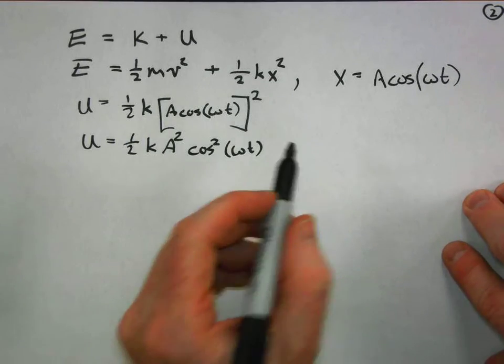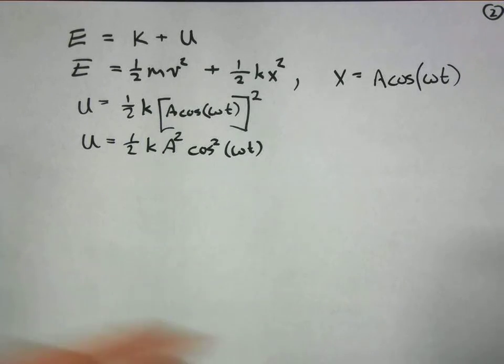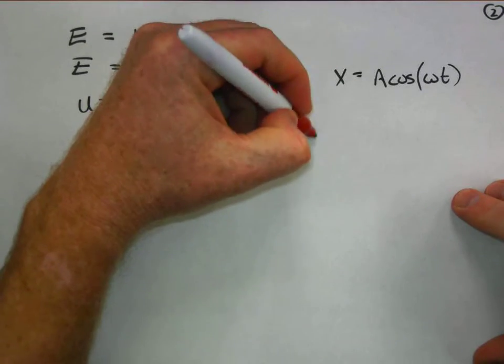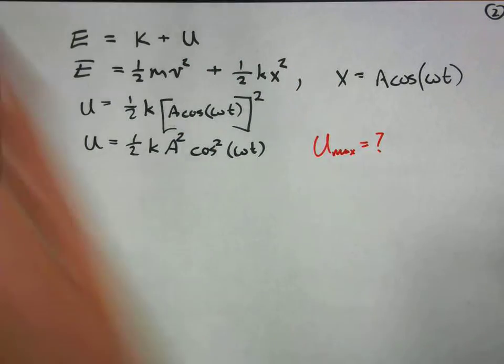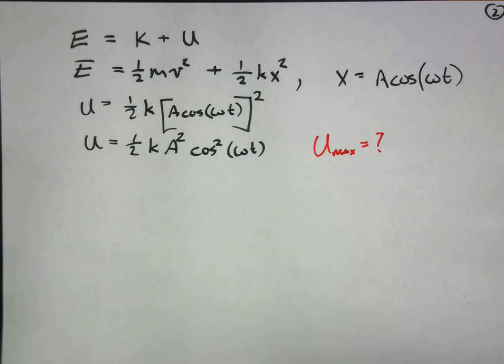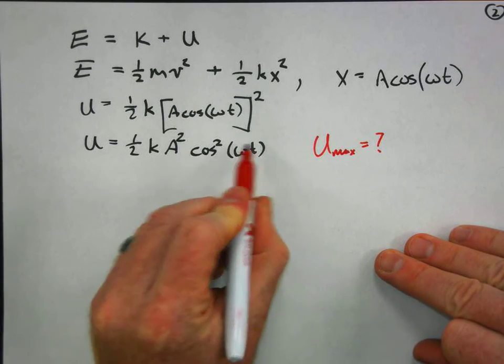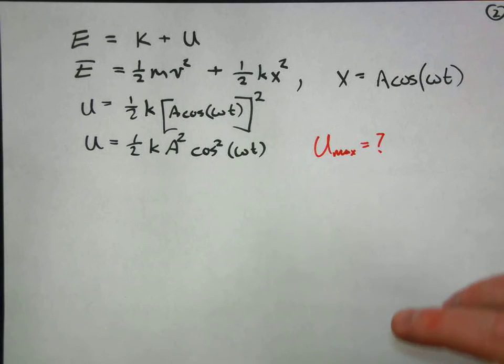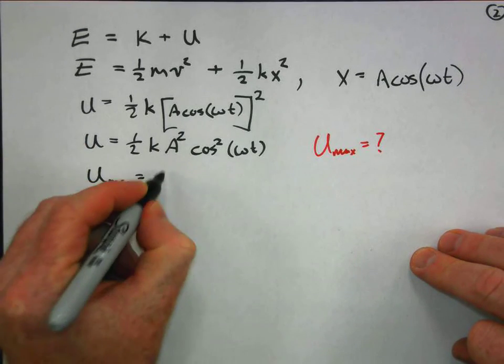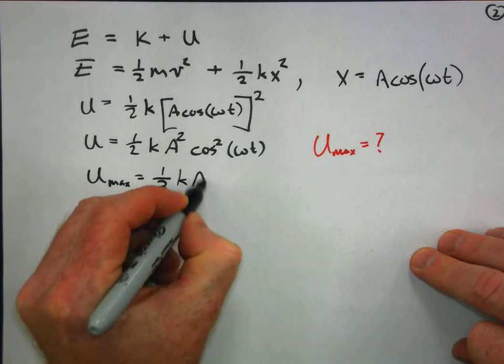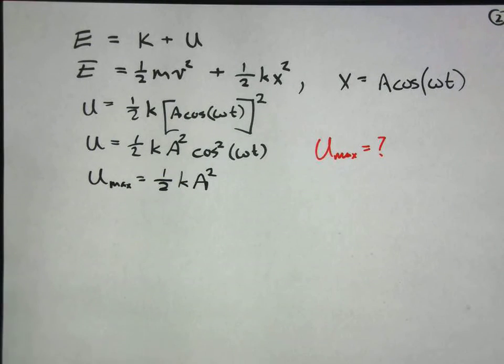Where would the potential energy be at its greatest value? So let's investigate that, maximum potential energy. Well, essentially, it's going to be where cosine squared of omega t is equal to 1. And when that's the case, you're at your maximum potential energy, and you can find that value by 1/2 k a squared. It simplifies quite nicely. Cool. So what about the kinetic energy side now?